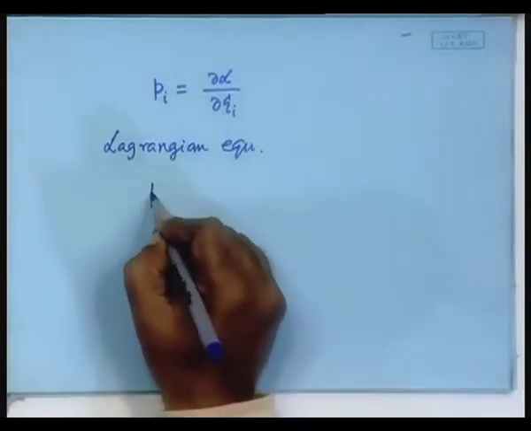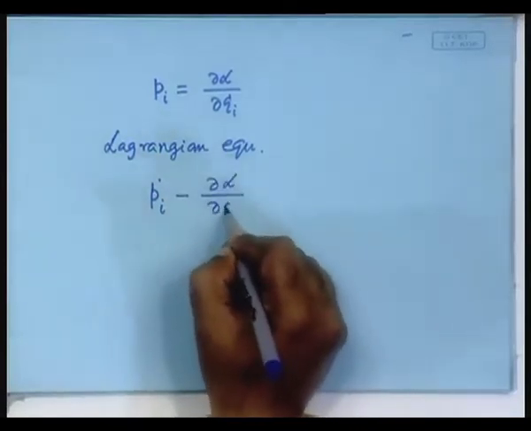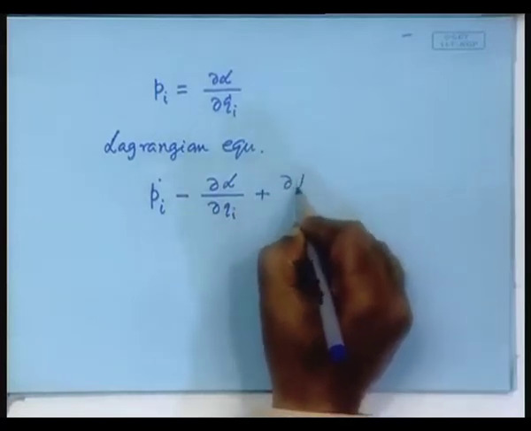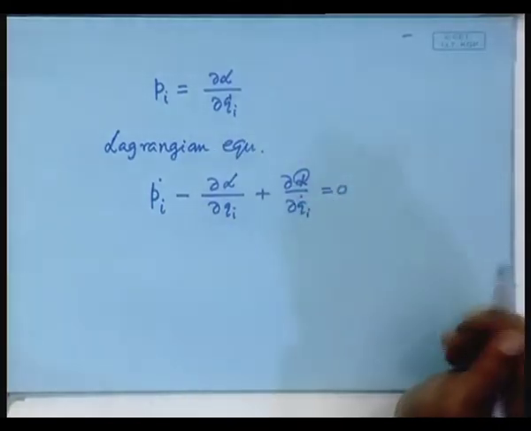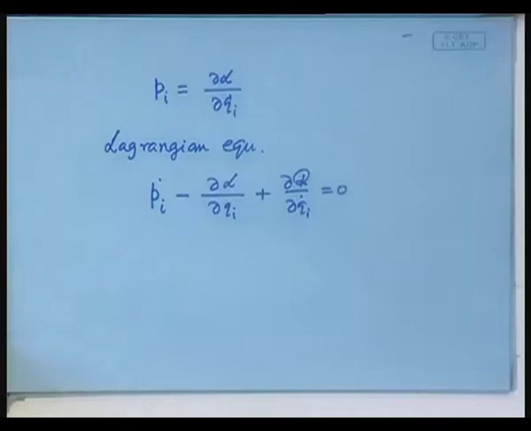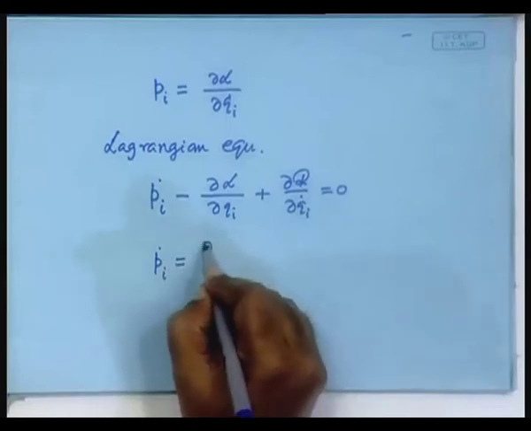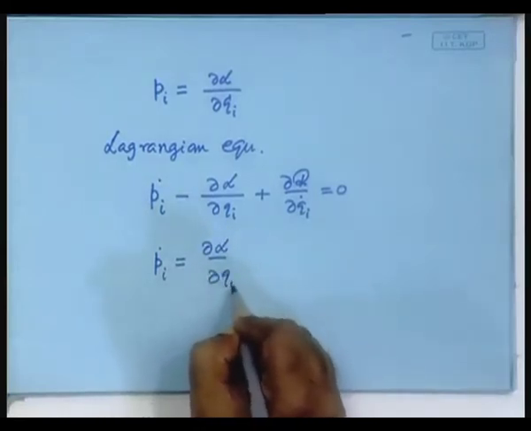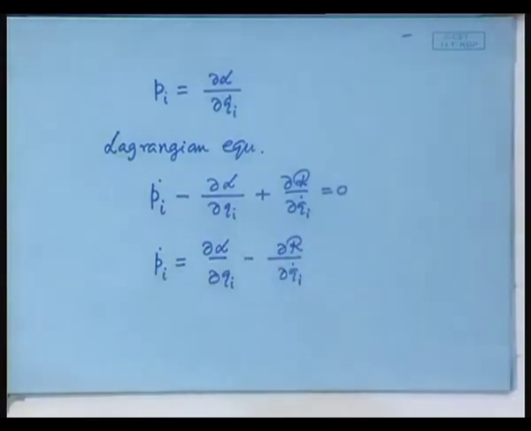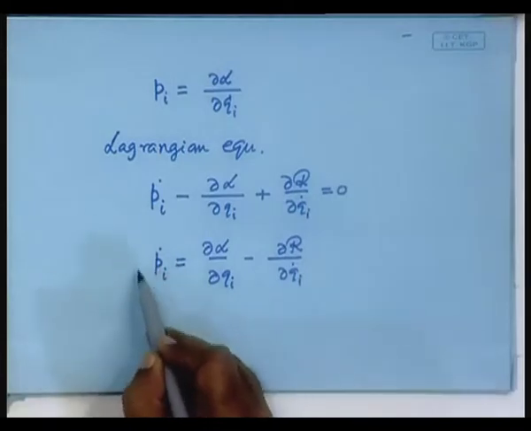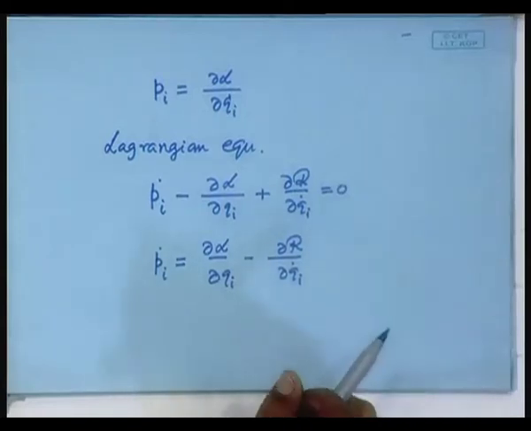P I dot minus derivative of the Lagrangian with respect to Q I plus derivative of the Rayleigh with respect to Q I dot is equal to 0. We would normally express it as P I dot is equal to derivative of the Lagrangian with respect to Q I minus derivative of the Rayleigh with respect to Q I dot. So, you see here is the dotted term, and the right hand side will have to be expressed in terms of the undotted terms, right.